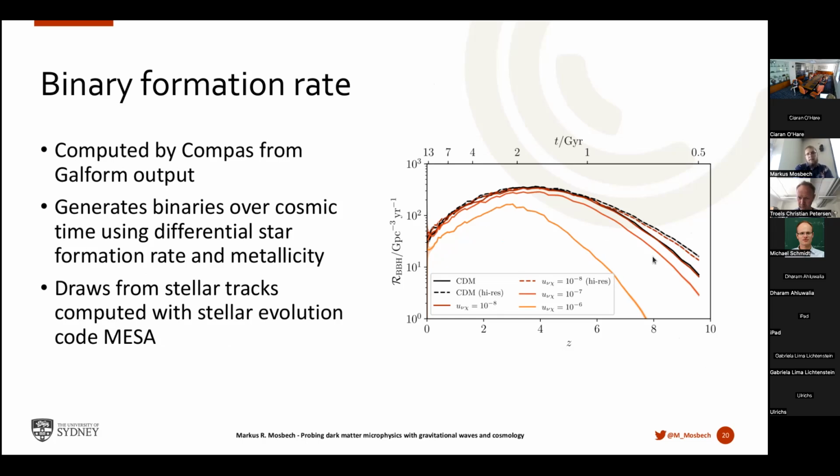It's not too big, but with the lower resolution still, we can clearly see the difference between lambda CDM, 10 to the minus 7, and 10 to the minus 6, which was already ruled out from the galaxy population, is just completely way off. Nothing going on there.